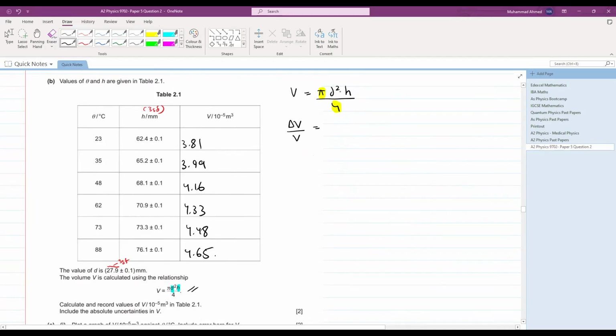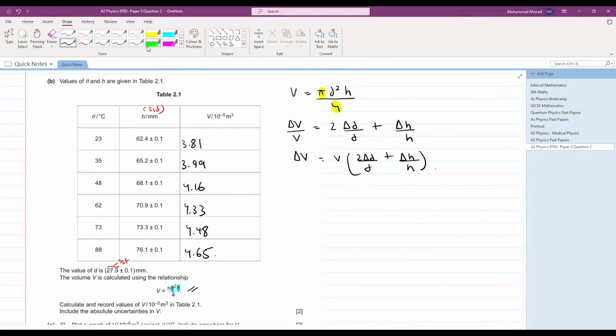Always remember, whenever you are doing the calculations for uncertainties, constants such as pi over 4, 64 pi, 2 pi get ignored. How will you write d squared? You will say 2 times the absolute uncertainty in d divided by d plus the absolute uncertainty in h divided by h. Why have I written a 2 here? Because d is squared. Okay, so can you create a general formula here? Yeah. Absolute uncertainty of V is equal to V multiplied by 2 times absolute uncertainty of d divided by d plus absolute uncertainty of h divided by h.